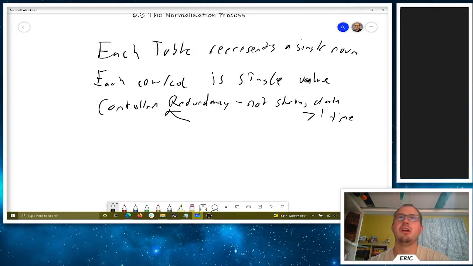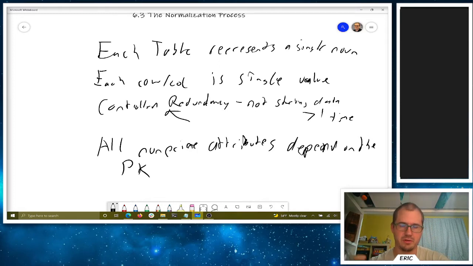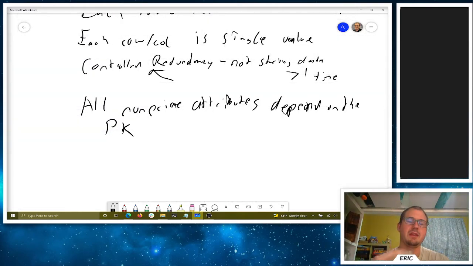All right, now we're going to throw around some more terms here. This is all non-prime. And that means everything that's not in a key, essentially. All non-prime attributes depend on the primary key. So if you're not part of the primary key, you depend on the primary key. So you're determined by the primary key. So that idea, if I know what your primary key is, if I know what your student ID is, all of that student data is dependent upon that unique student ID. Okay, so all non-prime attributes here.